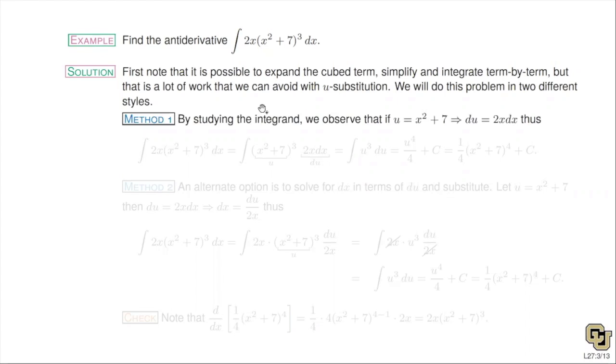So here, I'm looking for patterns. I'm looking at the integrand, and I'm asking myself, is any part of the integrand a derivative of another part? So here I notice that 2x, for example, is the derivative of x squared plus 7. It's also the derivative of x squared, but I'd like to simplify this integrand, so I'd like to combine as many terms into a single symbol as possible.